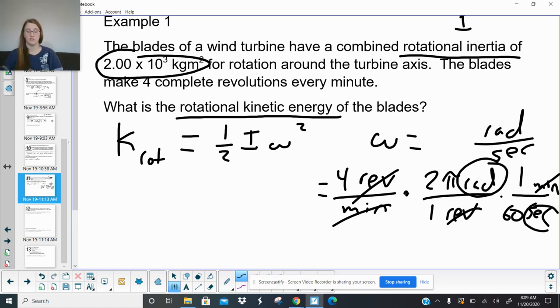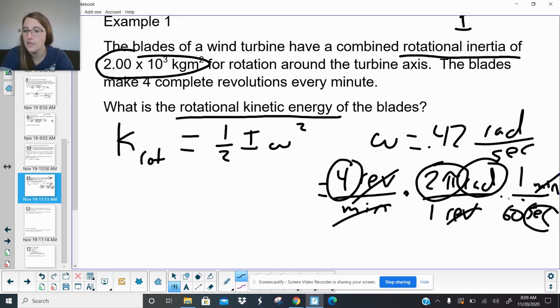So we just plug this in the calculator. We got 4 times 2 pi, and then divided by 60. Okay, so we should have gotten an angular velocity of 0.42, we'll say, radians per second. Again, that was 4 times 2 pi, and then divide by 60 on the bottom. So now we have all the information we need. Again, we just have to be careful that we always need to be in radians per second in order for this formula to work. So let's plug it in.